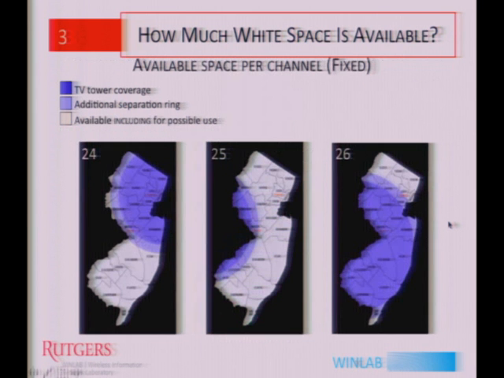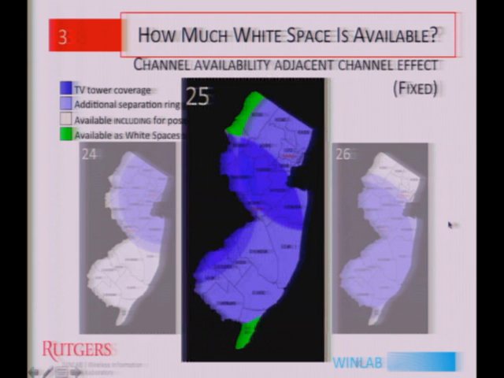And the same goes for fixed devices. The rings are wider, and again, if you want to use channel 25, you still have to superimpose all three, and this time you don't have any lower power option. You're completely blocked out here, so you only have these two small regions to work with in channel 25.